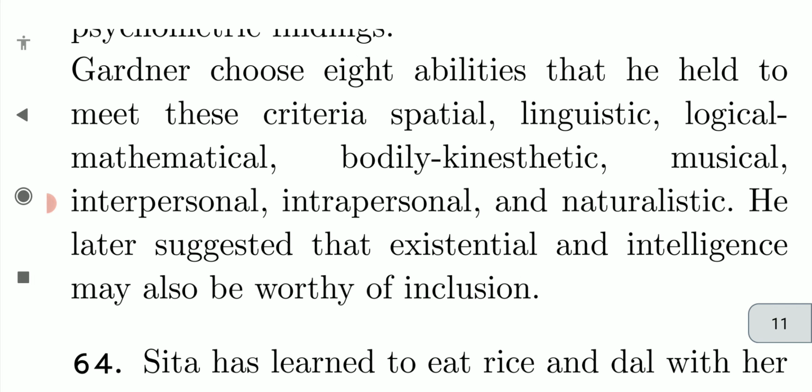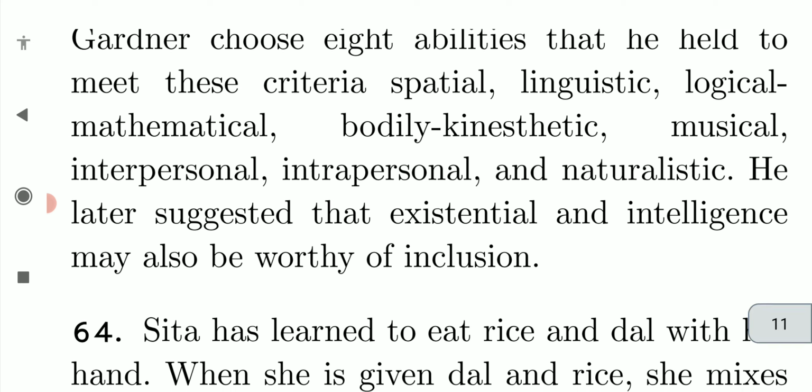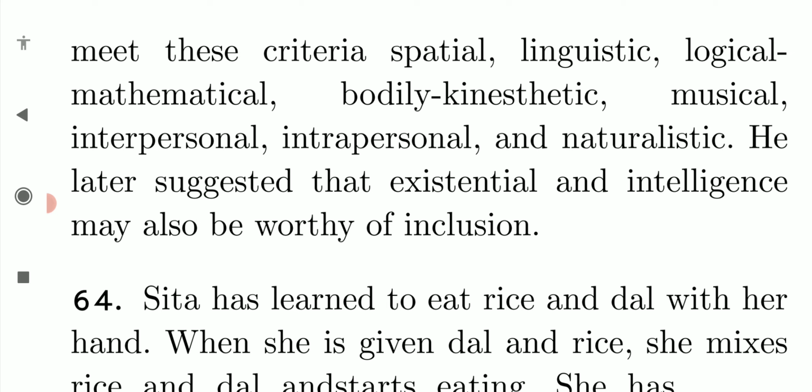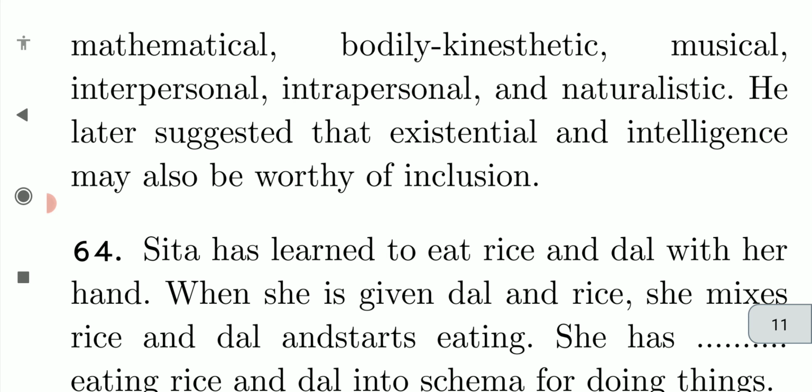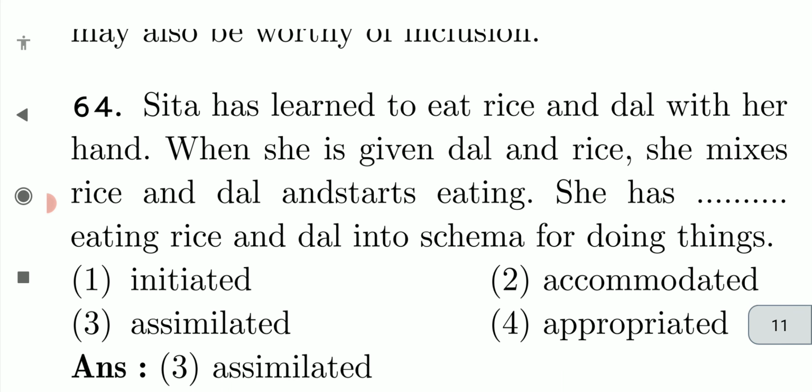So those are the criteria. Gardner chose abilities like spatial, linguistic, logical-mathematical, bodily-kinesthetic, musical, interpersonal, intrapersonal, and naturalistic. Later he suggested that existential intelligence may also be worthy of inclusion.